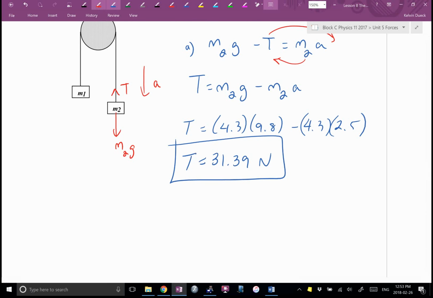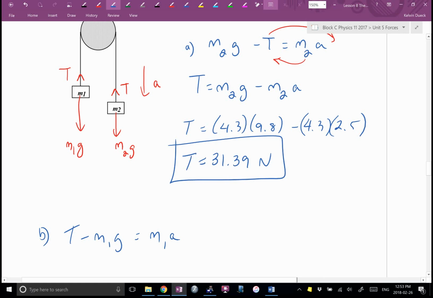Now, to find mass 1, let's draw a free body diagram on mass 1. Hannah, what are the forces acting on mass 1? Get the obvious one. I'll call that M1G. What else? Good. What's my equation for mass 1? Who's winning? Who's losing? Equals M1A.